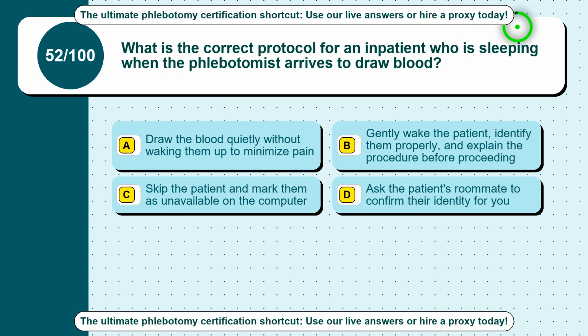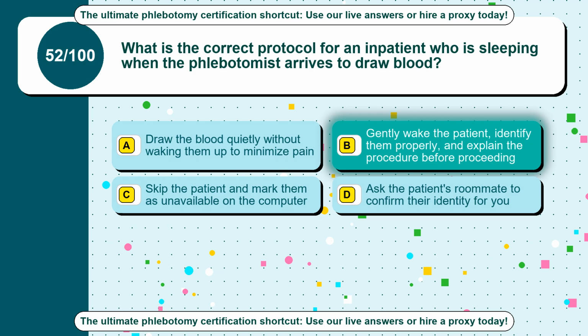Question 52. What is the correct protocol for an inpatient who is sleeping when the phlebotomist arrives to draw blood? Option A, draw the blood quietly without waking them up to minimize pain. Option B, gently wake the patient, identify them properly, and explain the procedure before proceeding. Option C, skip the patient and mark them as unavailable on the computer. Option D, ask the patient's roommate to confirm their identity for you. The correct answer is option B, gently wake the patient, identify them properly, and explain the procedure before proceeding.